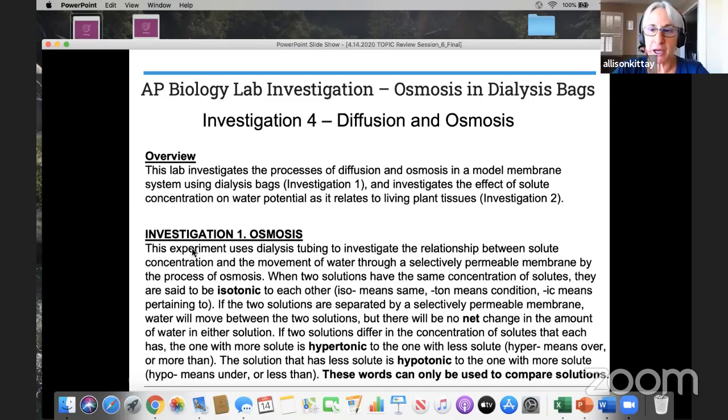Remember that we're going to be using isotonic, hypotonic, and hypertonic in this lab. Isotonic means that the solutions have equal concentrations of solutes, so you're not going to see any net movement in one direction. There'll be no net change in the amount of water in either solution. If of 2 solutions one has more solute, it's hypertonic to the one with less solute. And if a solution has less solute, it's hypotonic to the one with more solute. Again, these words can only be used to compare solutions.